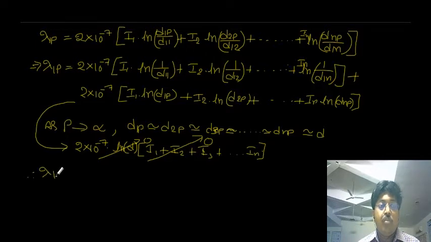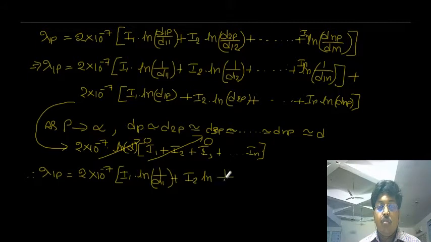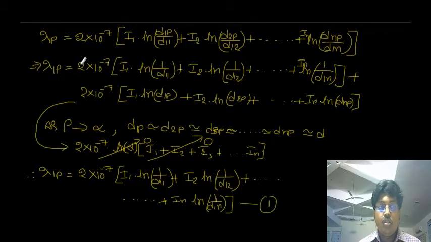Therefore, lambda 1p is equivalent to 2 into 10 power minus 7. This term entirely vanishes, so the remaining term is only this one: 2 into 10 power minus 7 into I1 into logarithm of 1 by D11 plus I2 into logarithm of 1 by D12 plus so on, In into logarithm of 1 by D1n. Okay, that will be taken as equation number 1.